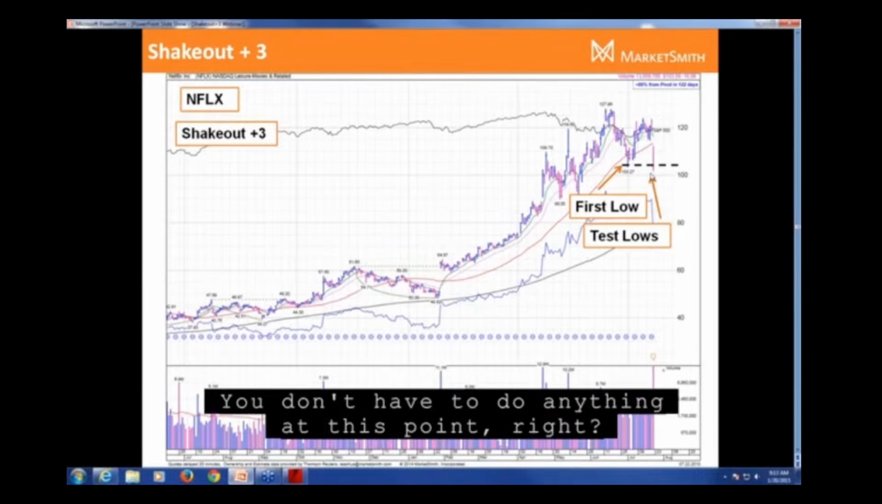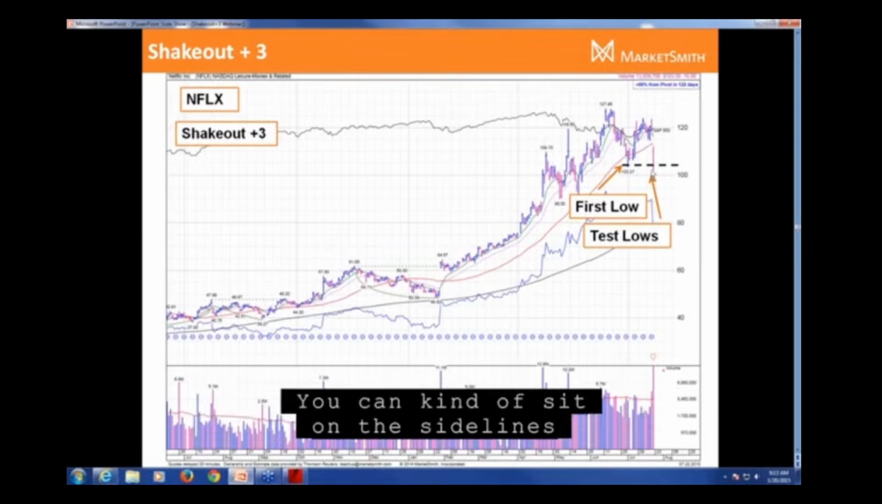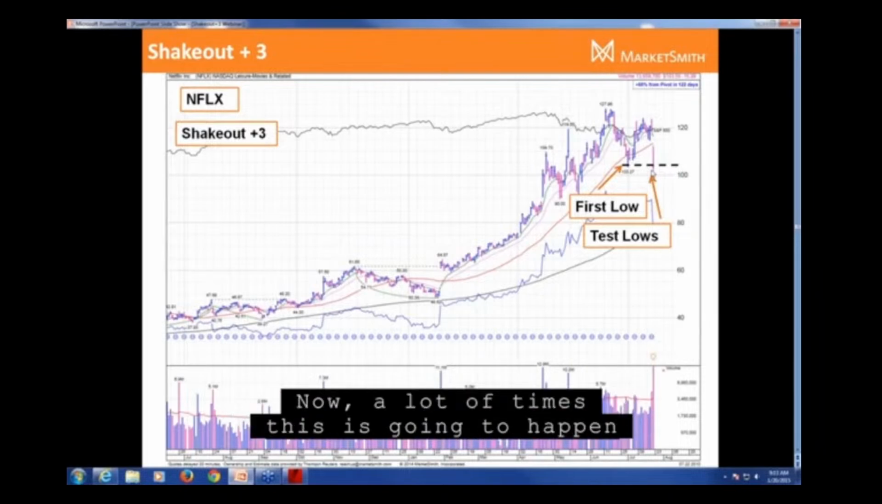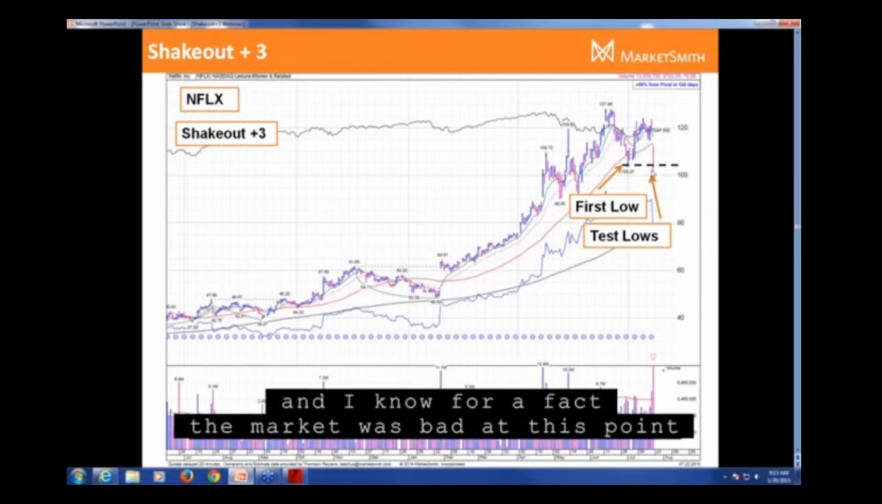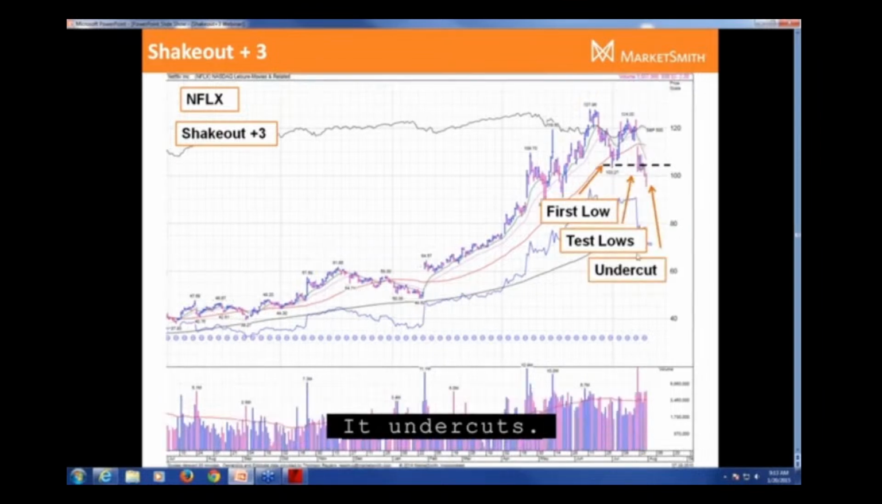You don't have to do anything at this point, right? That's the nice thing about it. You can kind of sit on the sidelines and really let the stock prove itself again before you get into this. Now, a lot of times this is going to happen when the market is bad, and I know for a fact the market was bad at this point because I was watching the stock very closely. So here comes the stock testing the first low. It undercuts.